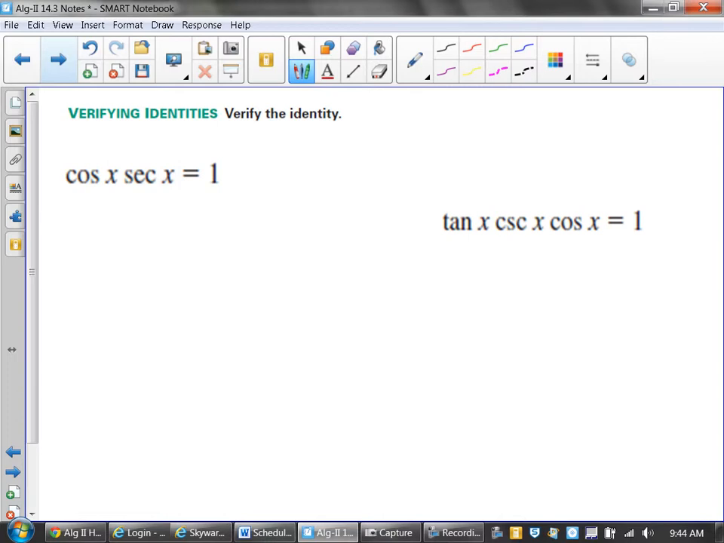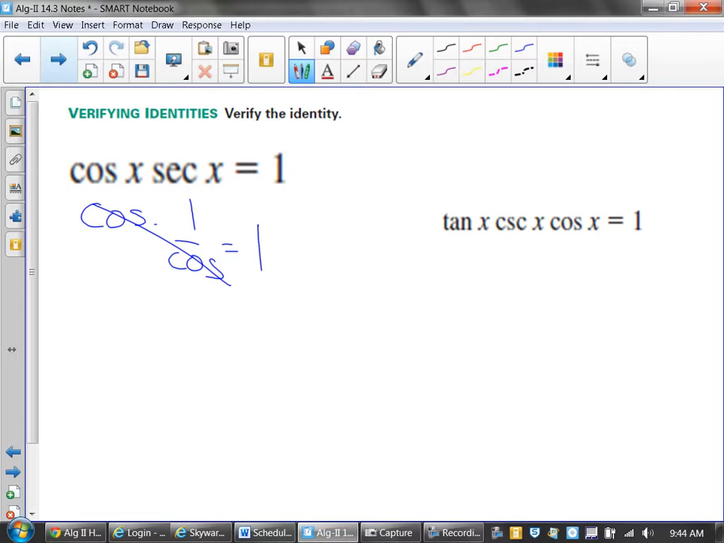Okay? So again, you have cosine times secant. Well, what is secant? 1 over cosine. So in order to verify that this actually works, you would just write out the following: cosine times 1 over cosine equals 1. And that's a verify. It's telling you your given and your proof statement. Fill in the junk in between. It's telling you what your answer will be in the end.